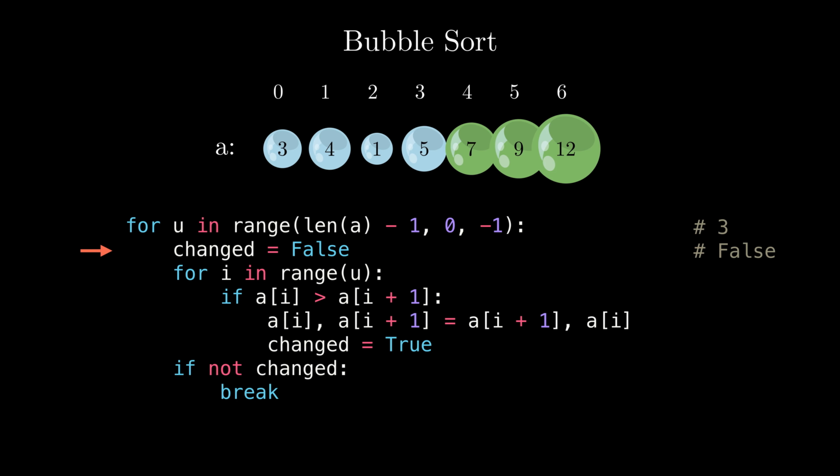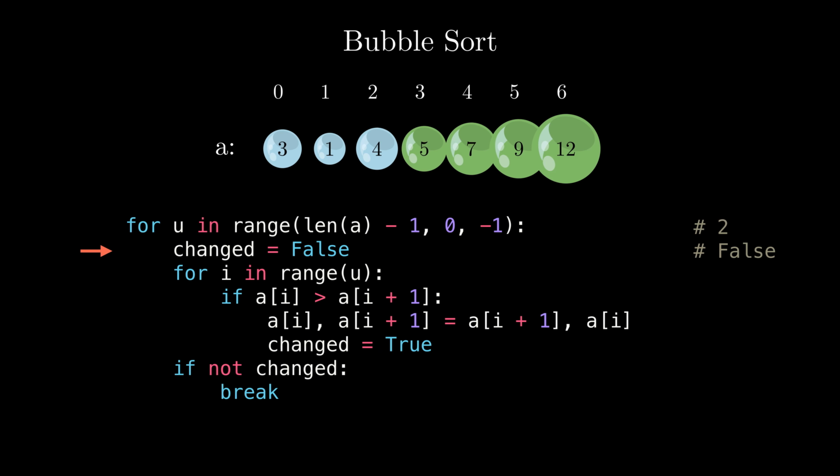The value of change will reset to false again, and we will start the inner loop. We will compare 3 and 4. As they are ordered correctly, we won't enter the if block. We will then compare 4 and 1. As 4 is greater than 1, we will swap those values and set change to true. After that, we will compare 4 and 5. As 4 is not larger than 5, we won't enter the if block. When checking the value of changed, we will see that it's set to true as we modified the array on this iteration as well, so we won't stop the loop. Moving forward, we will decrease the value of the upper bound again and enter the for loop.